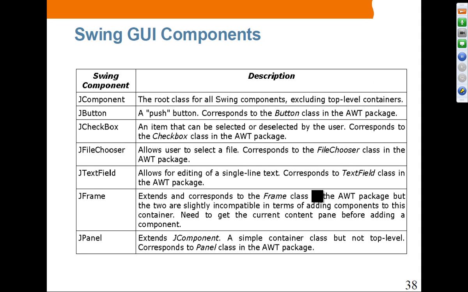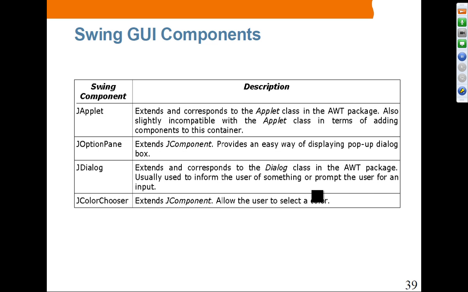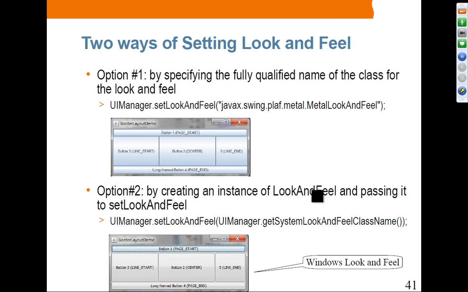These are example components. JComponent is the root class for all Swing components, and there are JButton, JCheckBox, JFileChooser, JTextField, JFrame, JPanel, and all that stuff, as well as JApplet and JOptionPane. That's something that we have used, right? JOptionPane.